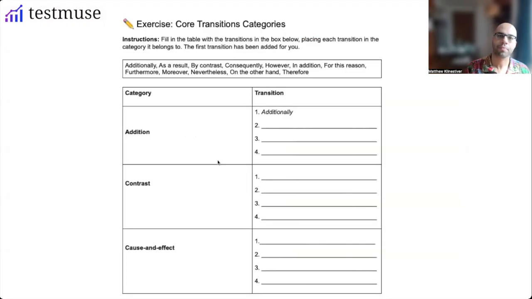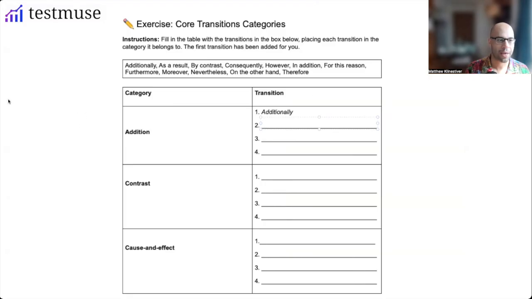Okay, great. We're going to do a little exercise here. Work with me. What we want to do is fill in these transitions into the appropriate box that they belong to. We've got our addition transitions, and obviously, in addition would be an easy way to start this. If you want, pause the video and try to do this on your own. I'll be solving it live.